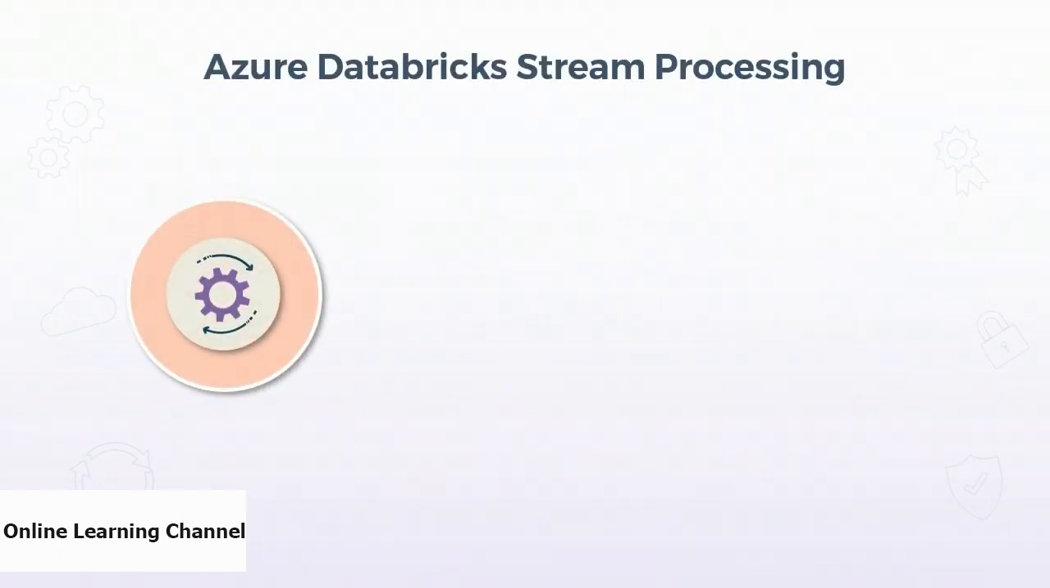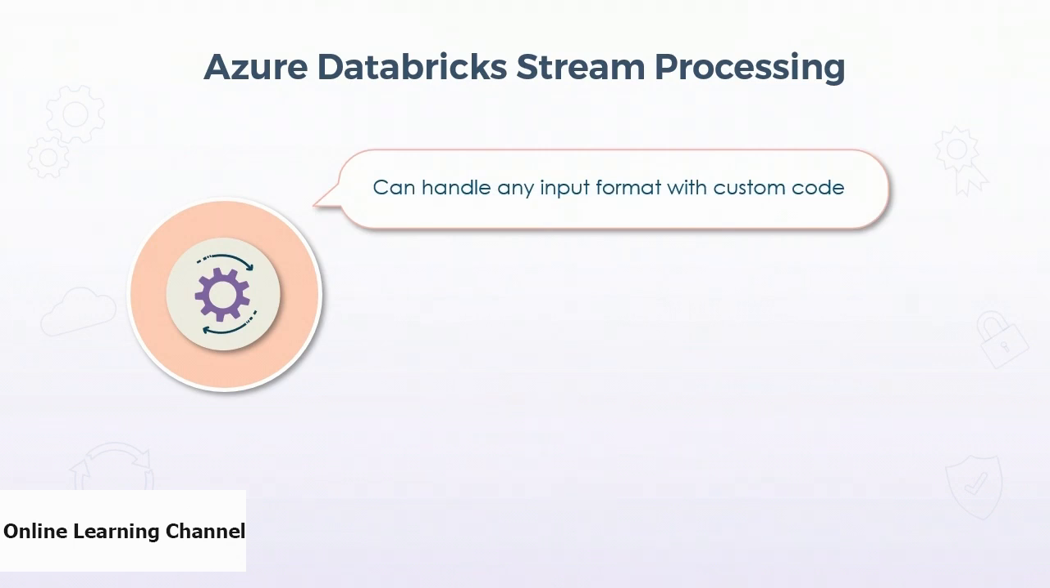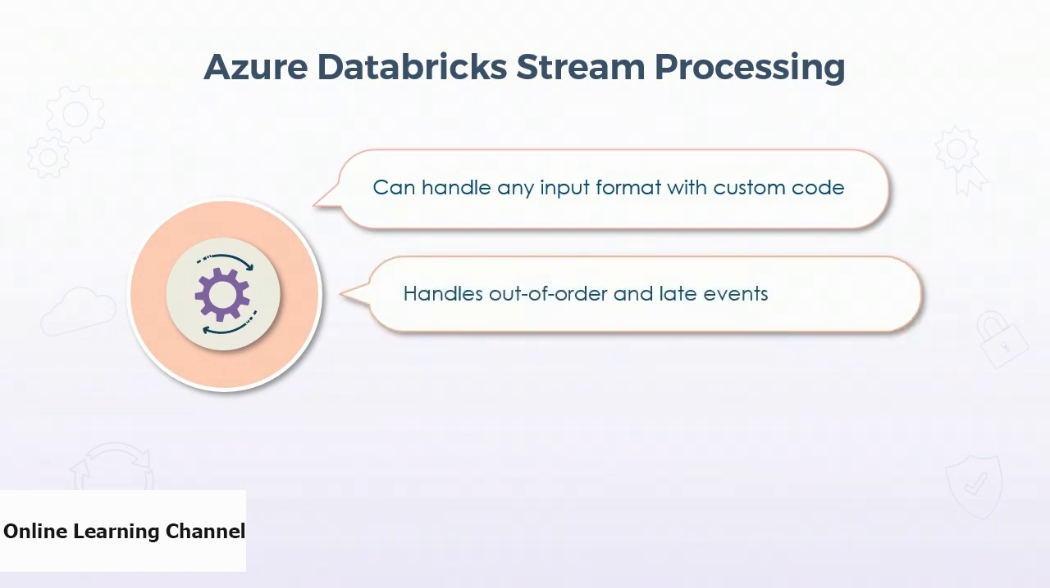Some features of Databricks stream processing are handling of any input format with custom code. In other words, you must parse the incoming data and understand the format, but Databricks gives you the programming environment to be able to do that. Databricks can handle out-of-order and late events.